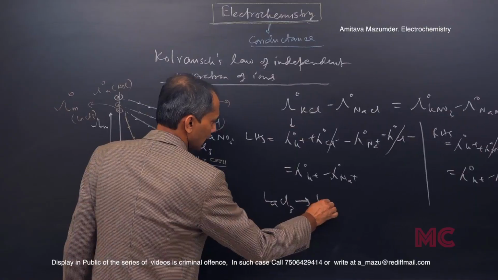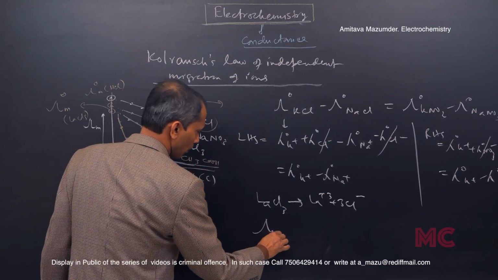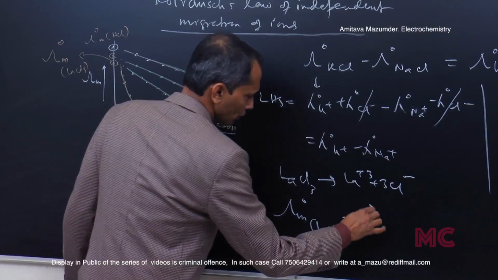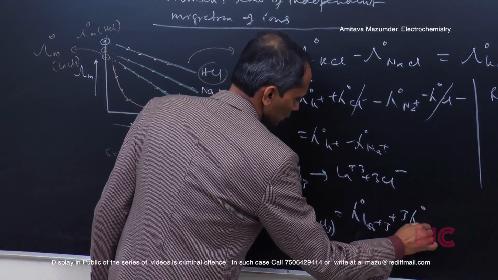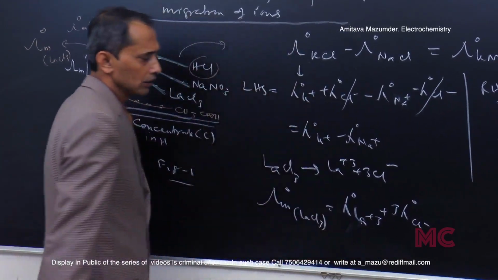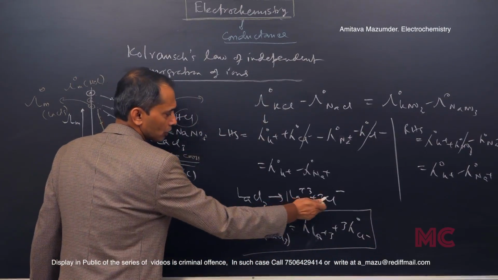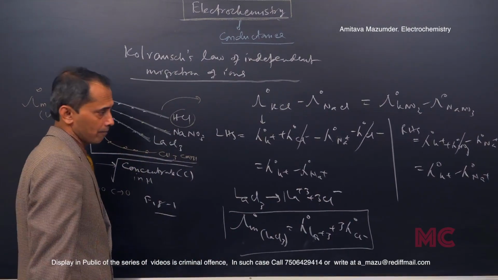And Kohlrausch said that, for example, for lanthanum chloride, LaCl3, which gives La 3 plus and 3 Cl minus, you write lambda m naught of LaCl3 is equal to lambda naught La 3 plus plus 3 into lambda naught Cl minus. So this is what the situation is. That means how many cations, how many anions: 1 mole cation, 3 mole anion. The summation of these two will give you the lambda m naught of LaCl3.